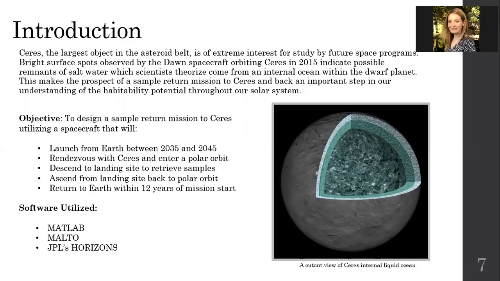Ceres is an extremely interesting body for study by future space programs. The bright surface spots on Ceres, which were previously observed by the Dawn spacecraft, indicate possible remnants of saltwater on the dwarf planet, which scientists believe could be due to an internal ocean within the planet. This makes the prospect of performing a sample return mission to Ceres and back an important step in furthering our understanding of the habitability potential throughout our solar system.